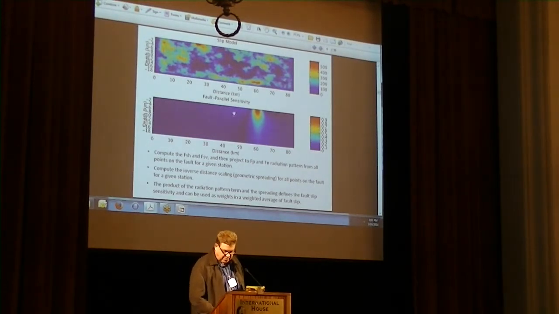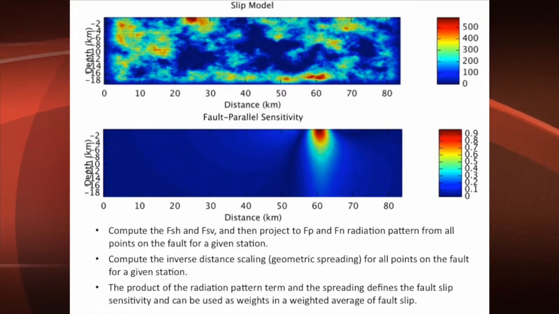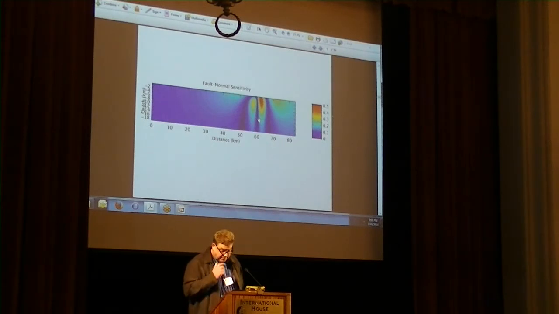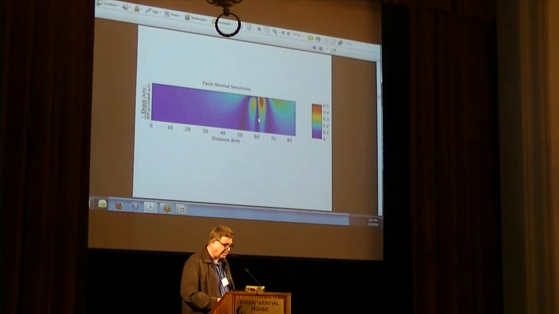The width of this function is going to depend on the distance to the fault. Obviously, if the station's further away, then this opens up. If it's closer, it really collapses down. So that's the fault parallel sensitivity. You can compute the fault normal sensitivity as well. This one, remember, the computation is for the SH radiation pattern and the SV radiation pattern, and it's projected into the fault normal.